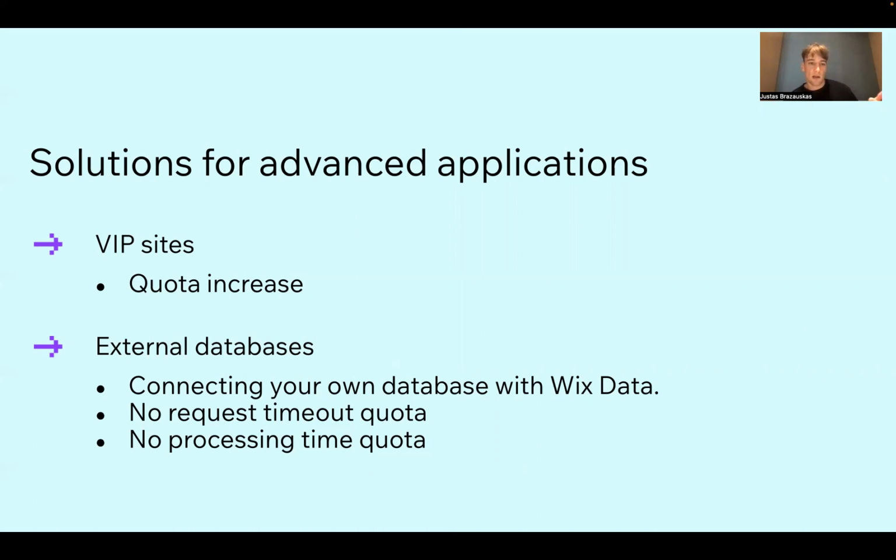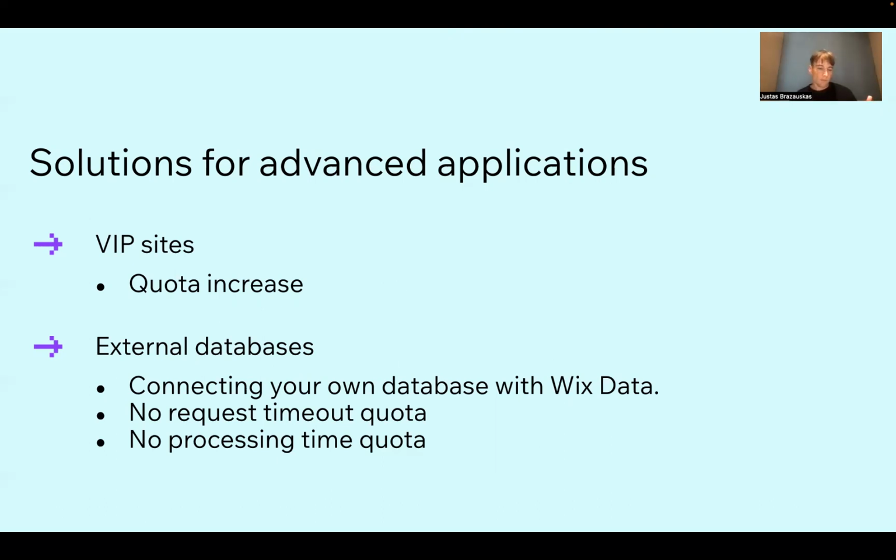So one way is getting your site a quota increase, and we call it VIP sites. What you can do is basically, as a premium site, reach out to us, and we just increase all of the quotas that I mentioned. We increase it, and you're less likely to hit it. But there are no performance improvements or anything like that. It's a simple increase in the quota, so you get a larger slice of the resources, basically.